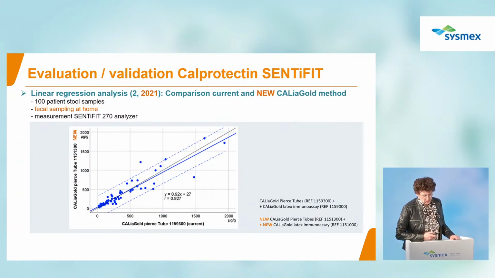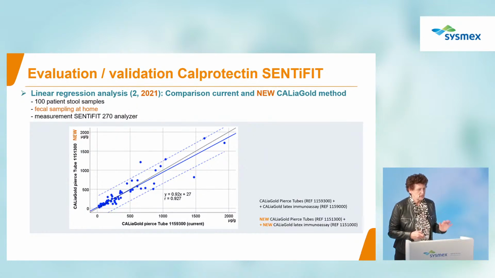So secondly, with the introduction of the new CALiaGold method, we have tested them with the former tubes. And what we see over here is that there is not much difference between the old method and the new method. What we see here is a comparison of 0.93 and a slope of 0.92 with an intercept of 27, a bias of 27. So the new tubes measure a little bit higher.